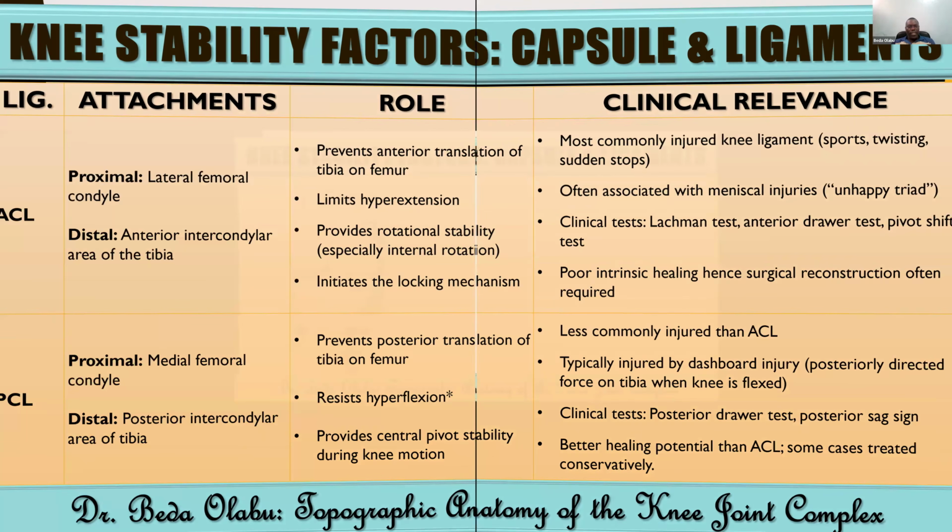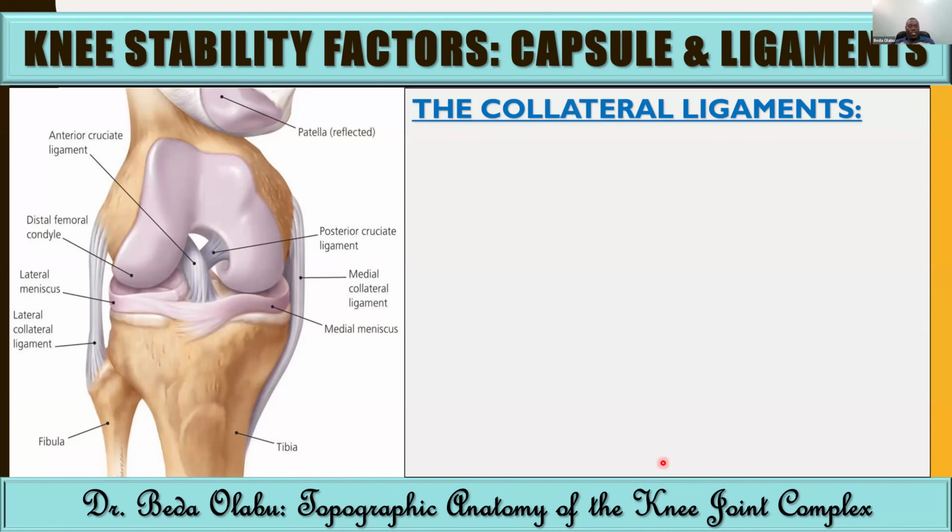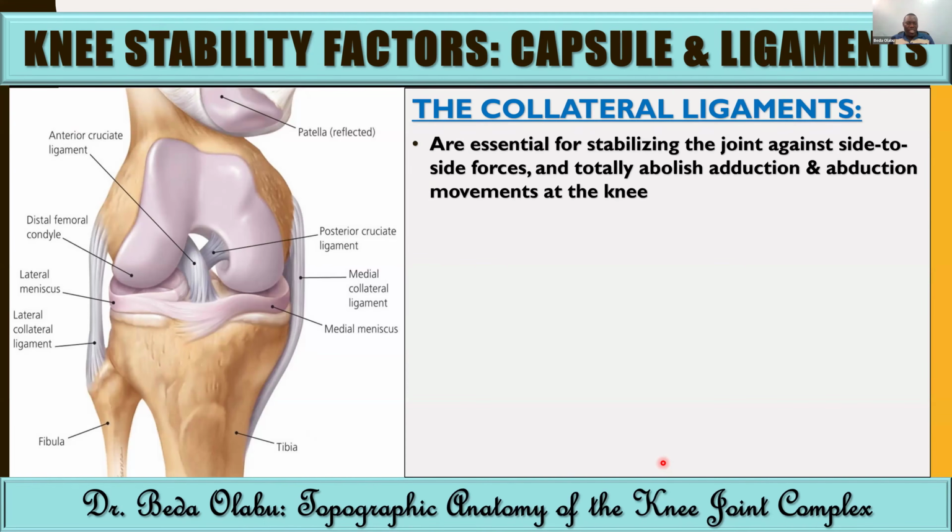All right, so those are the cruciate ligaments. They're intracapsular. Now let's talk about the collateral ligaments of the knee. Again, there are only two, but we'll still spend time. The collateral ligaments are essential in offering side-to-side stability. So these are the collateral ligaments. They're on either side. Because of their presence, the knee does not experience adduction and abduction movements.